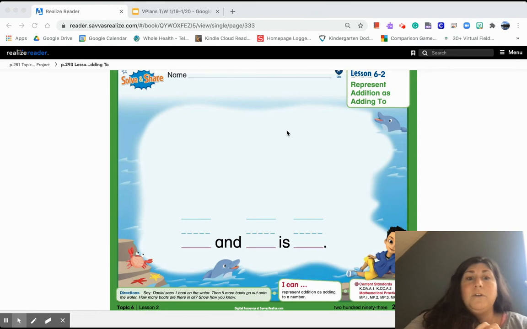So I'm going to read it one more time and then you're going to pause. So Daniel sees one boat in the water, then 4 more boats go into the water. How many boats are there in all? So pause the video now and try.